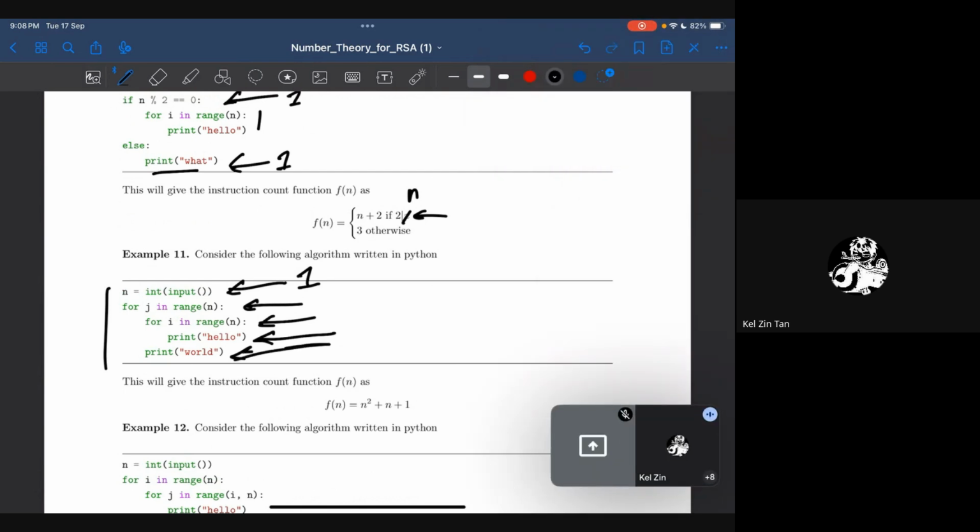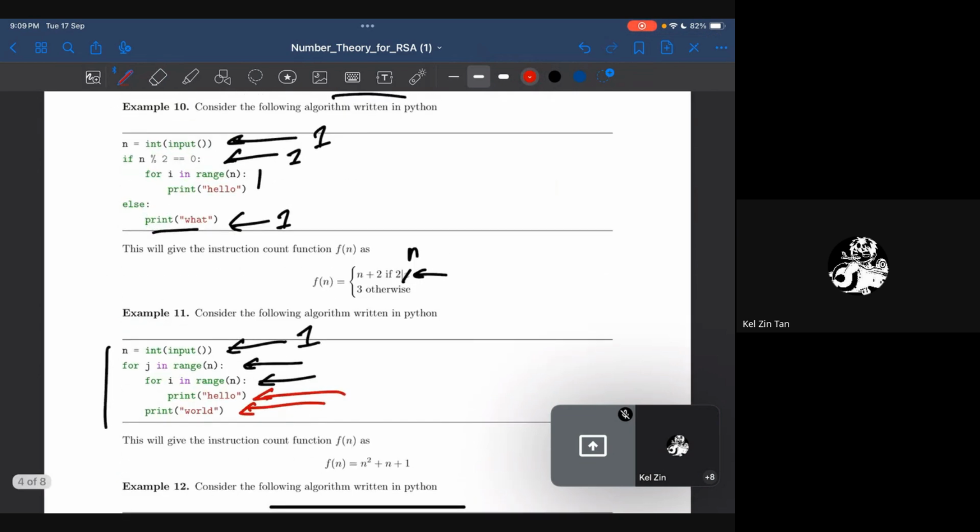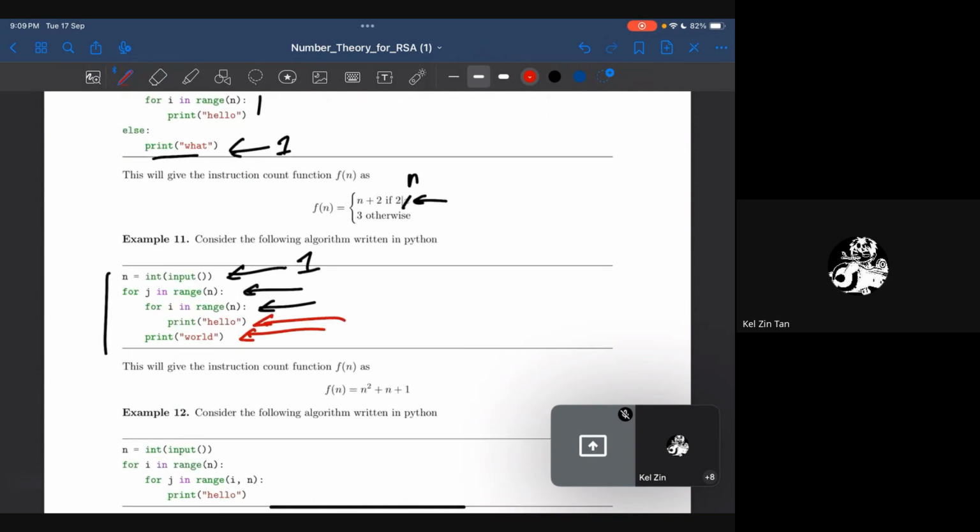Let me use another color. You can write down your answers in the chat or something. How many times has this instruction been run, the print hello, and how many times is the print world being run? Any guesses? Okay, so let's make it in terms of n. N squared is a very good guess, right?